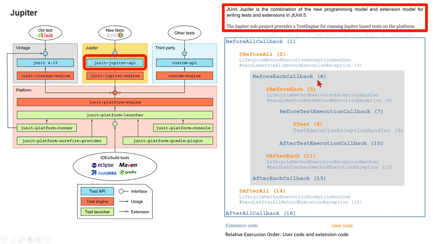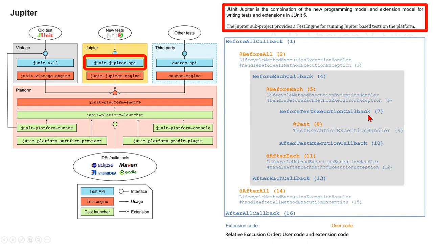Step four, the interface org.junit.jupiter.api.extension.BeforeEachCallback. Extension code executed before each test is executed. Step five, the annotation org.junit.jupiter.api.BeforeEach. User code executed before each test is executed. The sixth, the interface org.junit.jupiter.api.extension.LifecycleMethodExecutionExceptionHandler#handleBeforeEachMethodExecutionException. Extension code for handling exceptions thrown from @BeforeEach methods.